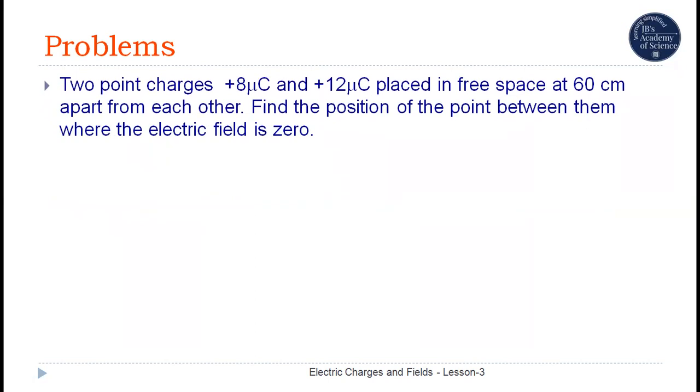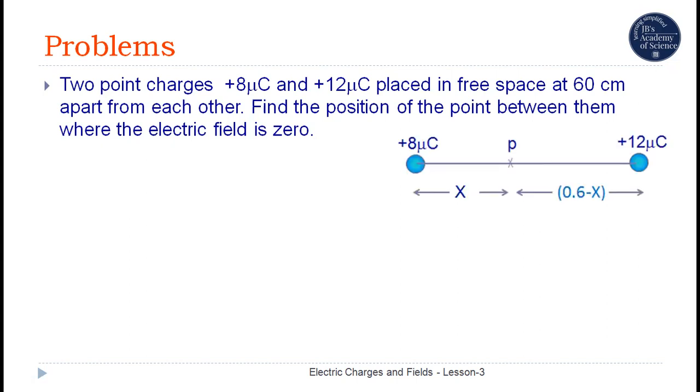Next problem. 2-point charges plus 8 microcoulomb and plus 12 microcoulomb are placed in free space 60 centimeter apart from each other. Find the position of the point between them where the electric field is 0. So consider plus 8 microcoulomb and plus 12 microcoulomb separated by a distance of 60 centimeter. Consider a point P between them where the electric field is 0. Let x be the distance of the point P from plus 8 microcoulomb. Then the remaining distance will be 0.6 minus x.